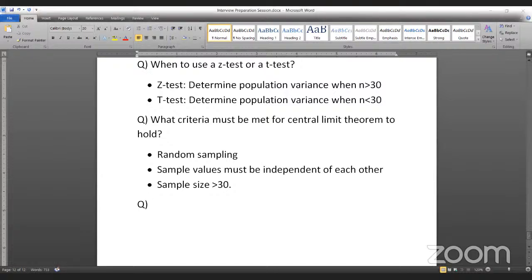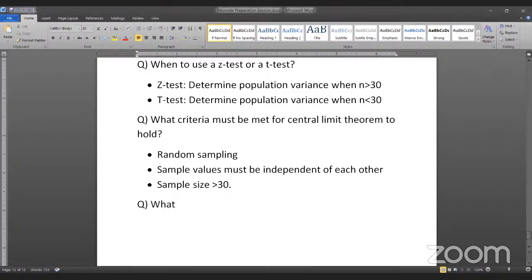Okay, then coming to the next one. Let us take this: what is descriptive statistics?